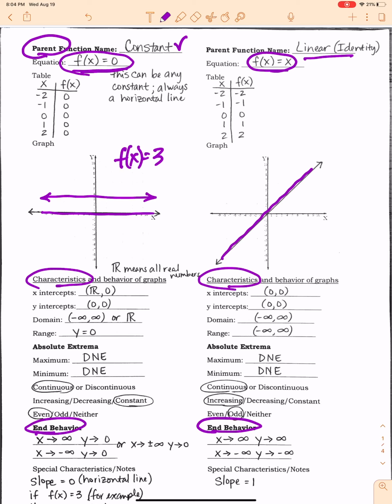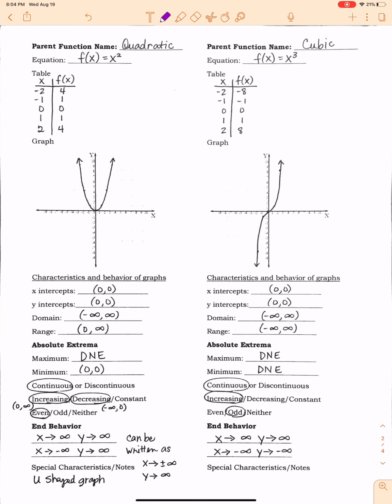So I'm going to upload this video for you, and you'll have all of the information on the parent functions, but I'm also going to upload a blank set for you to practice on, because you do need to know all of the 8 basic parent functions we'll talk about, and you also need to know all of this information about each one of them. Most of the information is kind of intuitive.